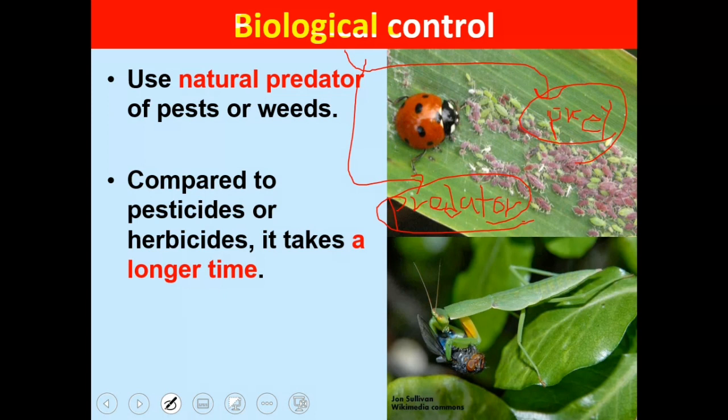If it's a natural predator for weeds, we need to introduce, after researching which organism would love feeding on weeds, and then introduce them. Or if it's insects, we are introducing other carnivorous insects on the top part of the, how can I say, food chain. Compared to pesticides or herbicides, first of all, this takes a longer time to control, but it is one of the very successful methods and it's eco-friendly.